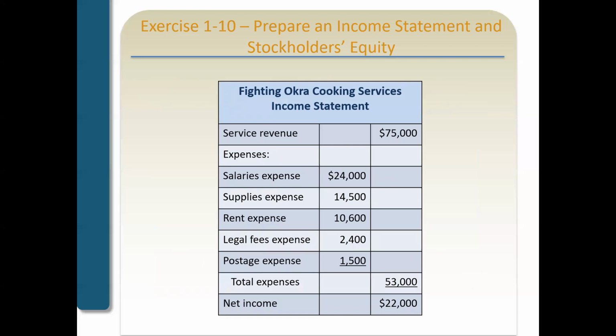The income statement shows revenues minus expenses equal net income. You see our revenue is $75,000. We have salaries expense of $24,000, supplies expense of $15,500, rent expense of $10,600, legal fees expense of $2,400, postage expense of $1,500 for a total of $53,000. Our revenues minus our expenses equal our net income, which is $22,000. Do you guys have any questions on this?